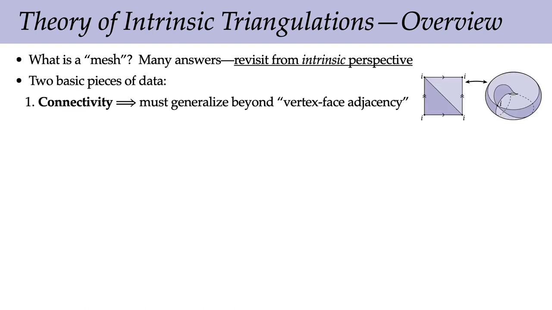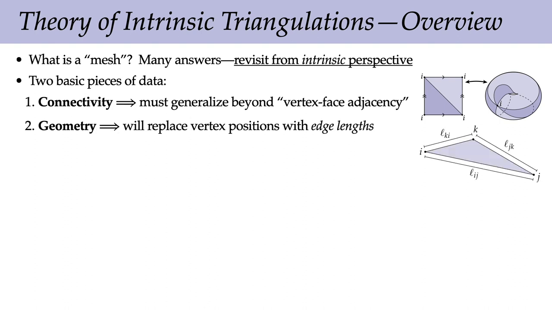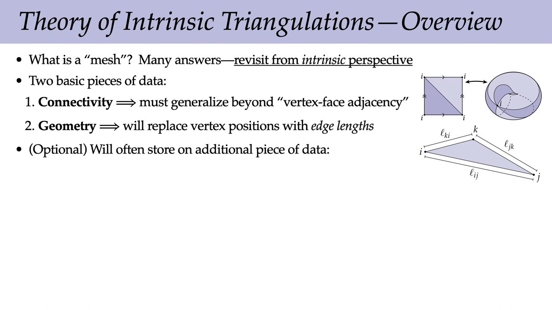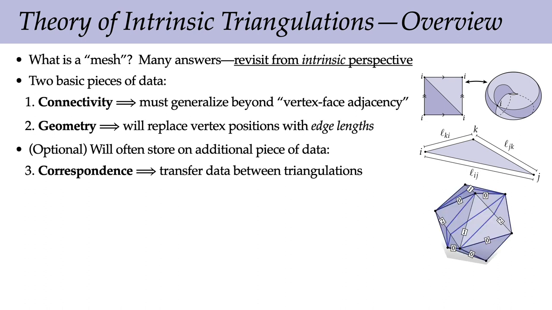We need connectivity, something that tells us how elements are connected up. And there, we're going to need to generalize beyond the basic vertex face adjacency list that you might see in a lot of mesh data structures. We also need some description of the geometry, which we're going to do something, again, unusual. We're going to replace ordinary vertex positions of our mesh with just the edge lengths. And we'll see that we can actually still do a whole lot of geometry just with that data. Optionally, we'll store one additional and very important piece of data, which is something about the correspondence between different triangulations, between, let's say, an initial mesh and one that's been operated on, that's been remeshed in some way.